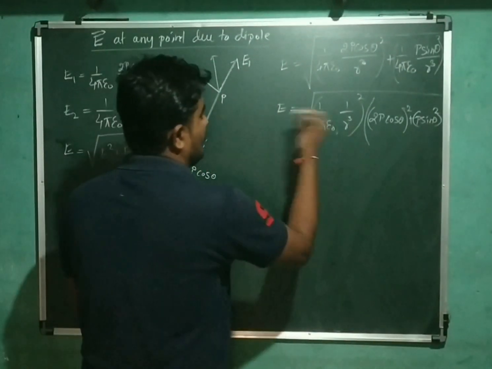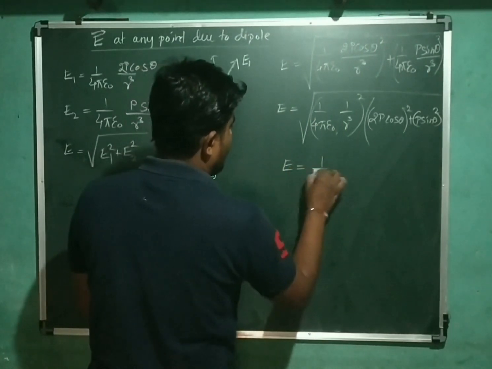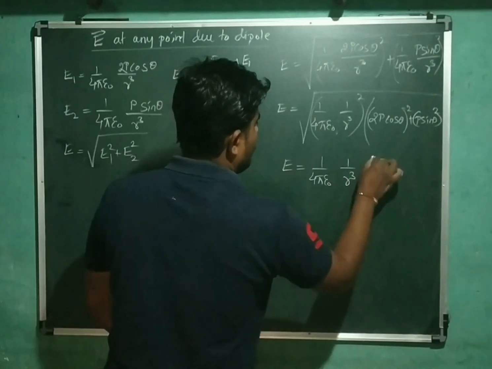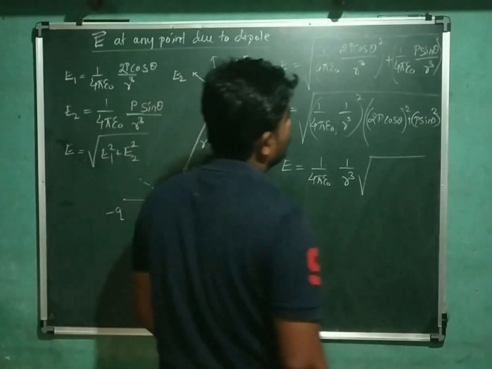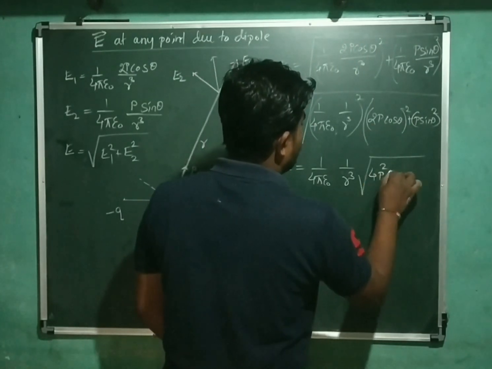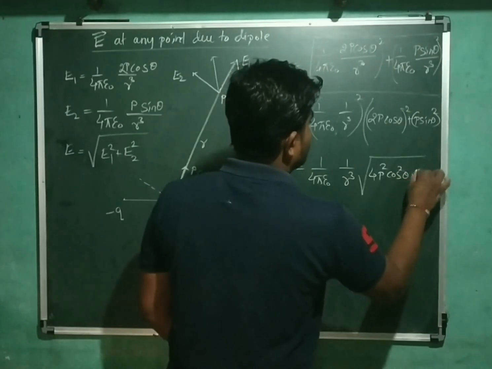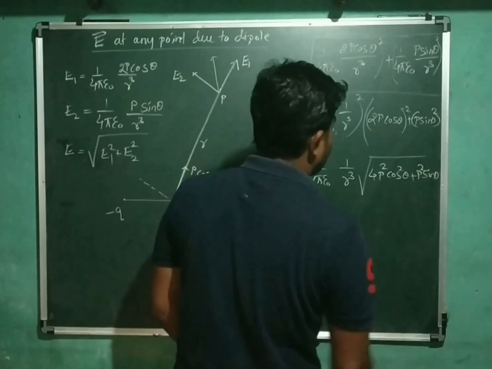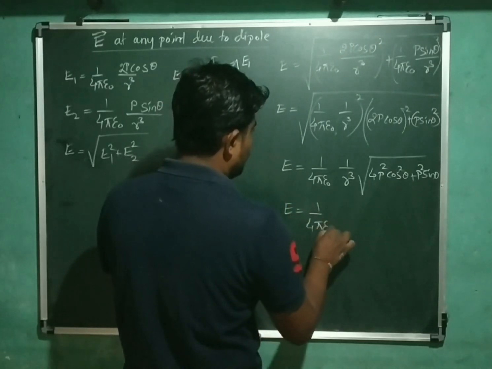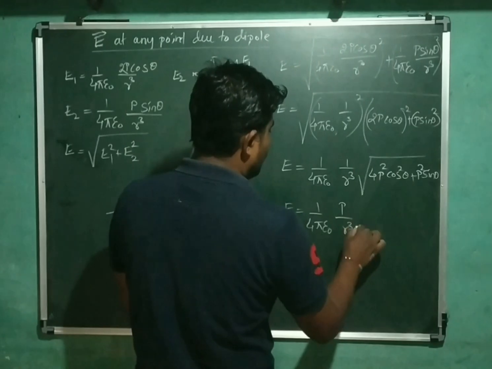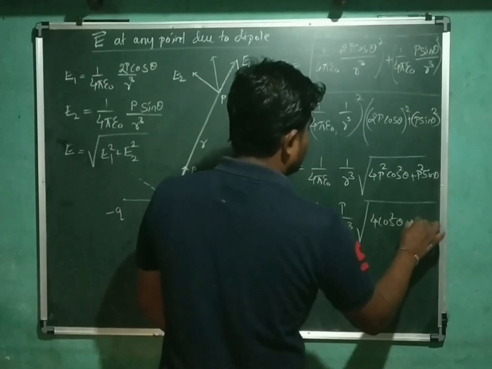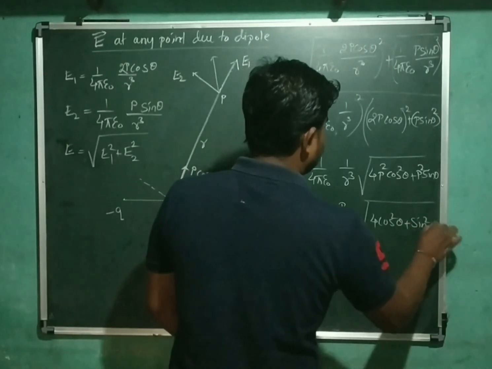So we shall take it outside. 1 divided by 4 pi epsilon naught, 1 divided by r cube, under root 2p cos theta, it is 4p square cos square theta plus p square sin square theta. Since p is also common, it is taken outside. 1 divided by 4 pi epsilon naught p divided by r cube under root 4 cos square theta plus sin square theta.